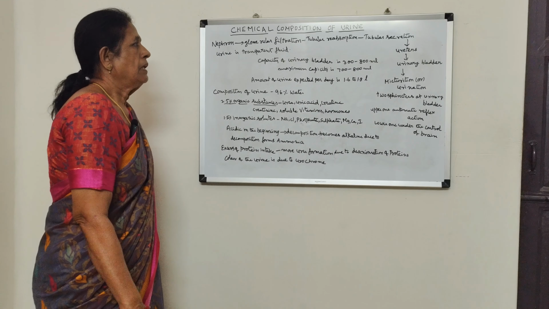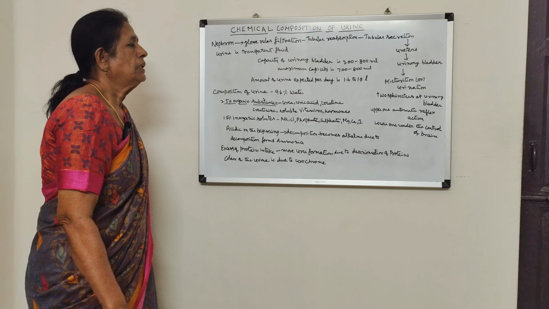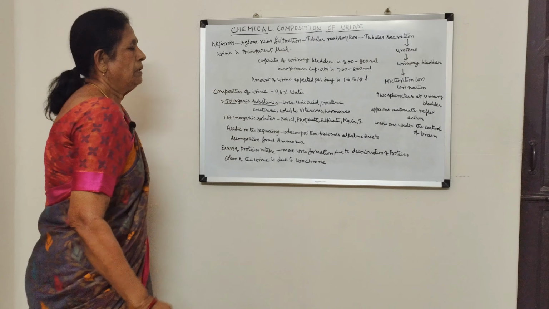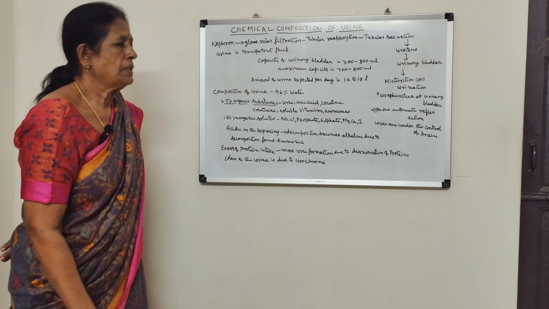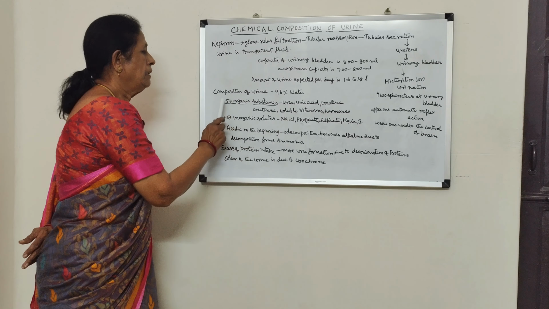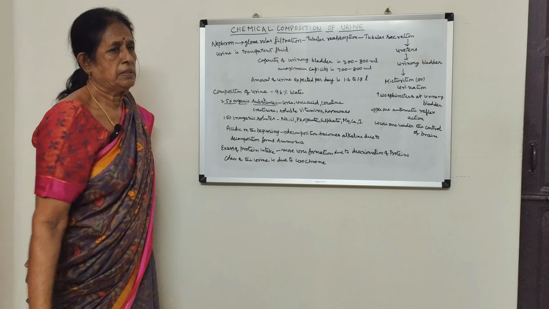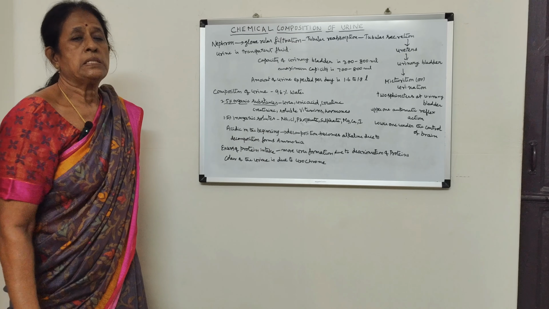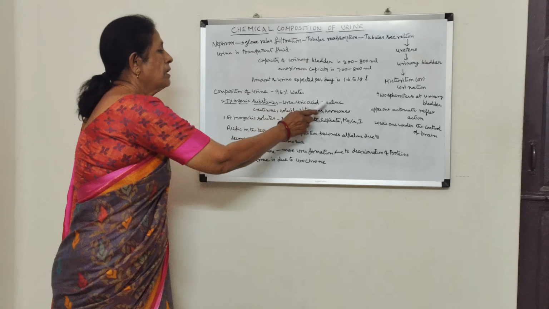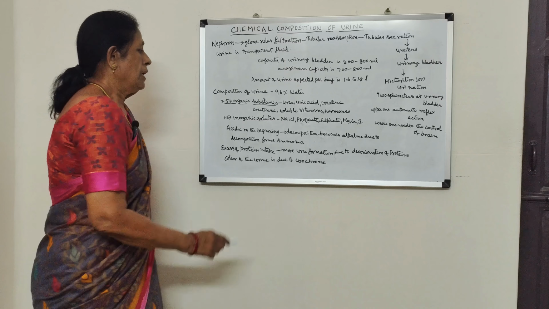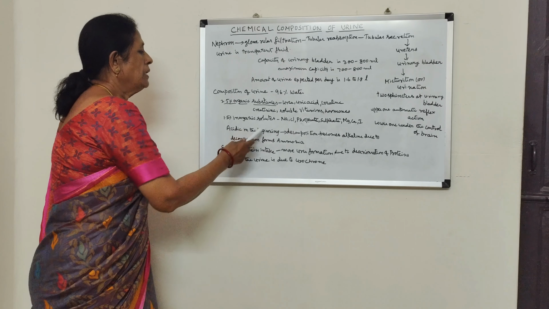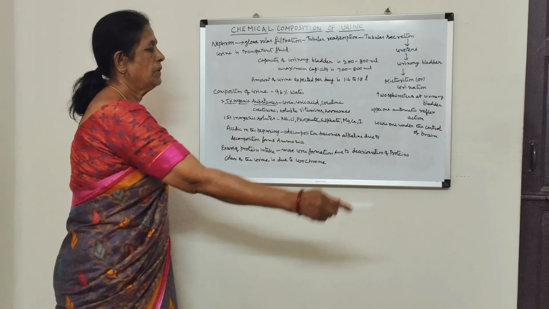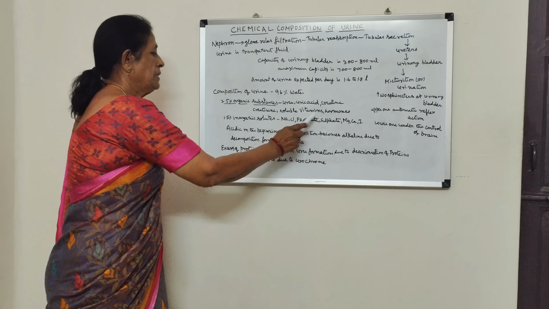And now let us see what the chemical composition is. What are all the chemicals that are present in the urine? Composition of urine: urine contains 96% water, and 2.5% organic substances like urea, uric acid, creatine, creatinine, water-soluble vitamins, hormones, all these are organic substances present in the urine, and 1.5% inorganic solutes like sodium, chlorine, phosphate, sulfate, magnesium, calcium, iodine, all these inorganic substances are present.